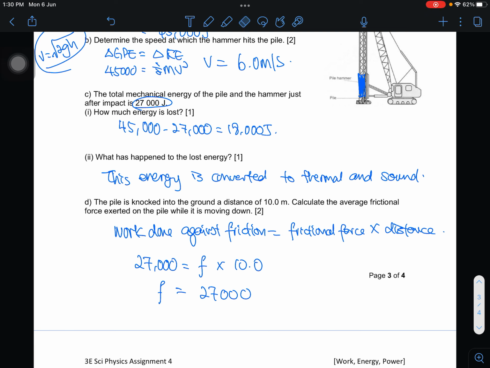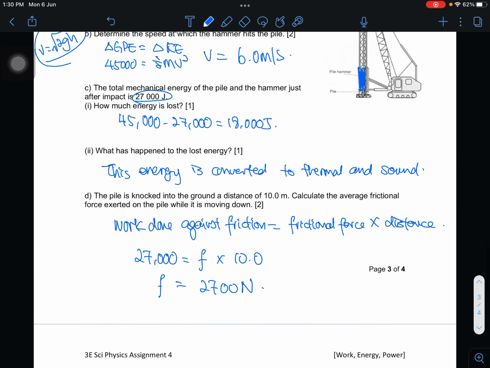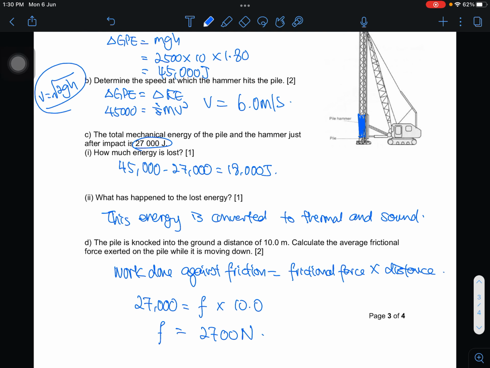Right, 27,000 divided by 10 is 2,700 Newton. Yeah, 2,700 Newton. Okay. All right, I thought this is an interesting question.